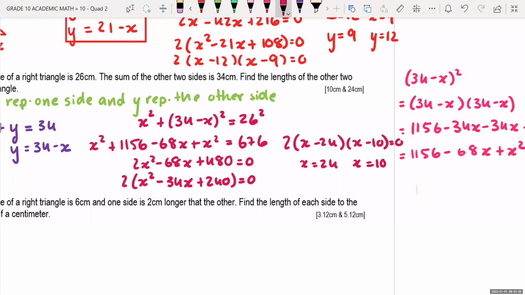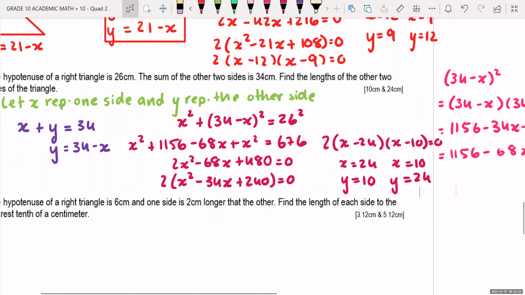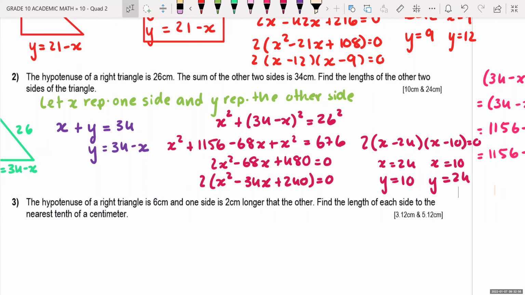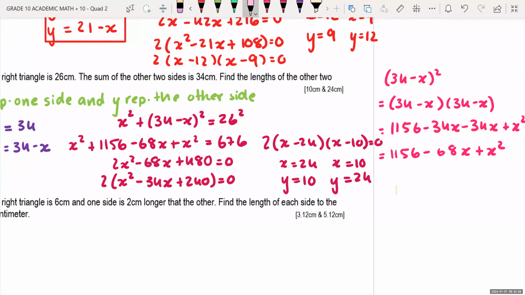Now, how do both these work? Well, when I put these x's into this equation over here, I'm going to get 34 minus 24, y is equal to 10. And 34 minus 10 is 24. So it seems like both of them work, but we need to do a check to double check. So I'm just going to draw out my checking triangle here.